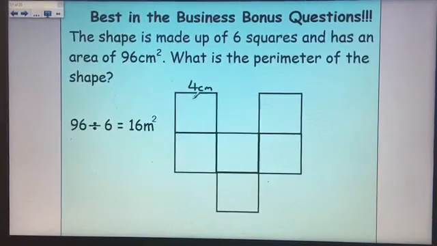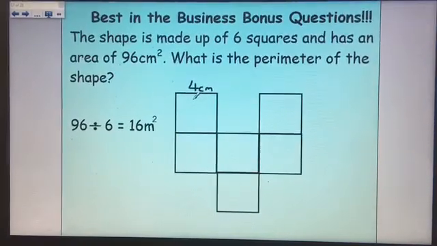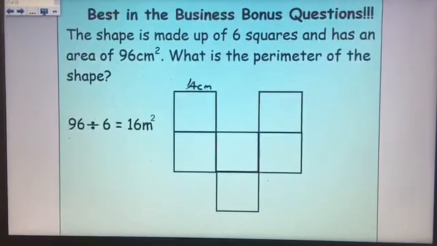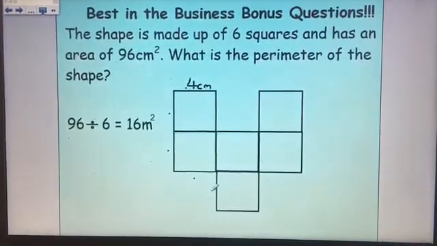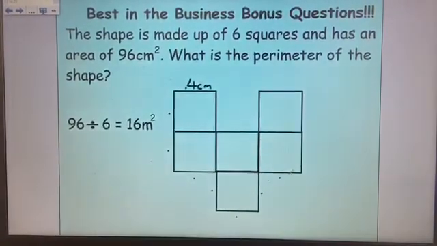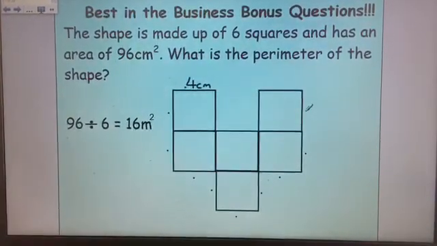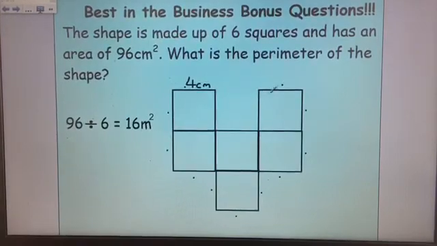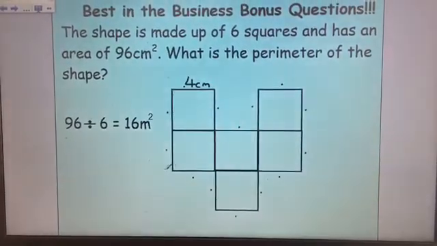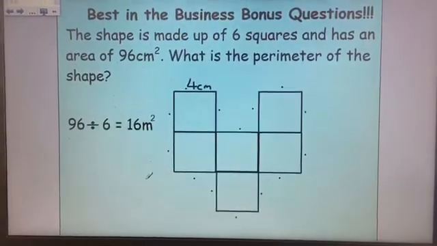Right, now we need to count how many of these 4 centimeters make up the whole shape in order to multiply it and find out the perimeter of the whole shape. So I'm going to do a little dot as I count so that I don't forget. So here we go. 1, 2, 3, 4, 5, 6, 7, 8, 9, 10, 11, 12, 13, 14. So there's 14 lots of 4.